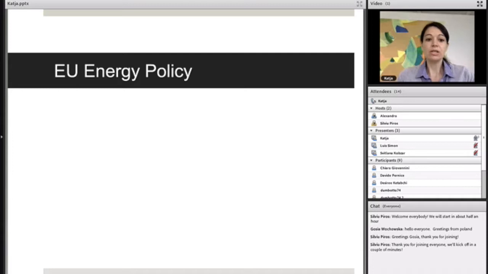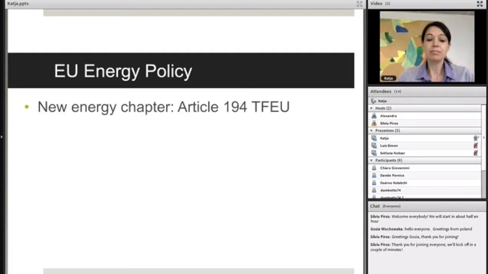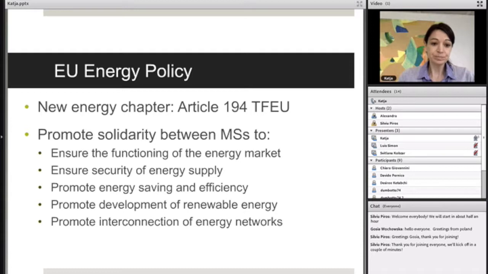Zooming in on EU energy policy very briefly to give you a background: since the Lisbon Treaty, it's an explicit part of the Treaty on the Functioning of the European Union. There's a new energy chapter which was not in previous treaties. So the EU has tried to lift some energy policy competences to the EU level, but a lot still remains in the competence of the member states. Nonetheless, it is a sign that there's now this chapter which promotes solidarity between member states.